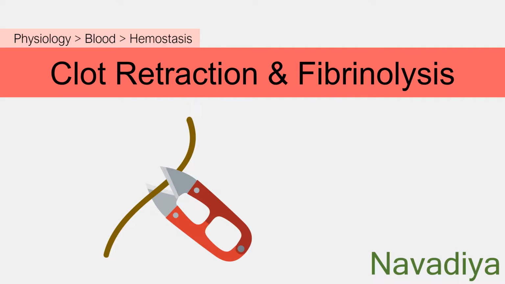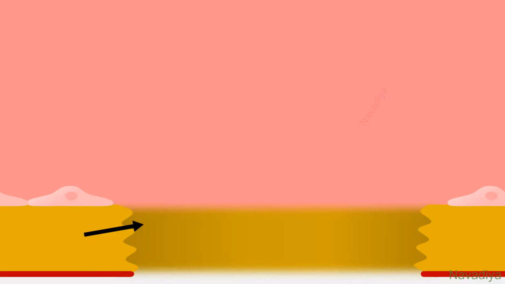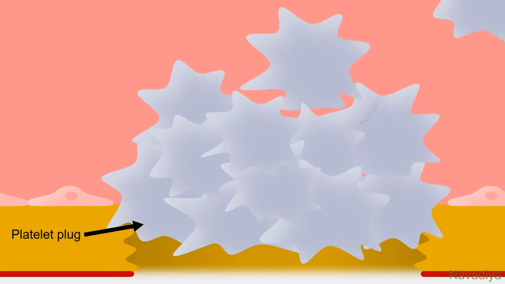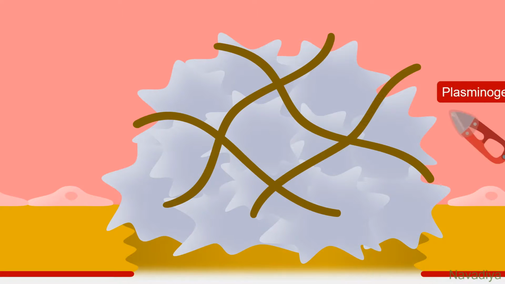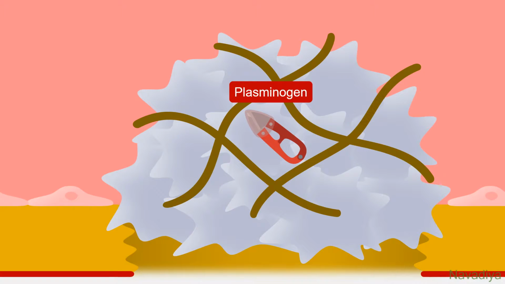Hey guys, in this video we will see clot retraction and fibrinolysis. We know that after injury, the break in the vessel wall is plugged by platelets. Simultaneously, fibrin is formed by coagulation, which strengthens the plug. During the process, a plasma protein called plasminogen is also trapped in the clot. We will come to it later.